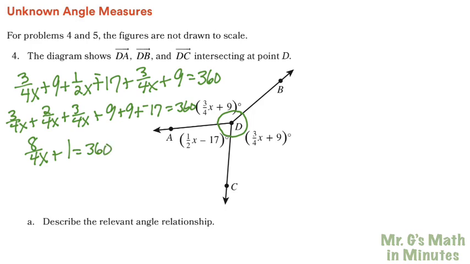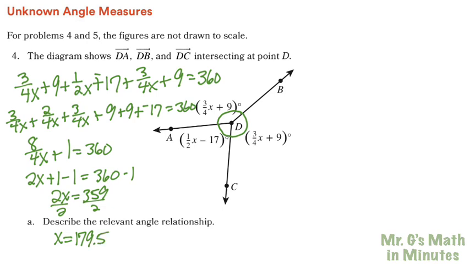And then we go ahead and get rid of that plus 1. All right, actually 8/4 I can make into 2x. So plus 1 minus 1 is equal to 360 minus 1. We divide both sides by 2, and we get that x is equal to 179.5. So there we have our x.